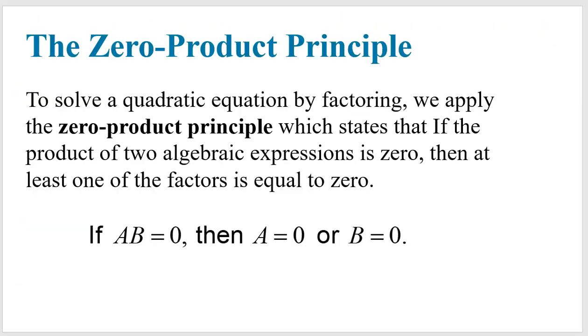All right, the zero product principle. This just states that if you have two things being multiplied together and they equal 0, that means one or both of them is 0. Either the A is 0 or the B is 0 or they both are. We are going to use that property to help us break down these quadratic equations so that we can solve them. So let's go through some examples.